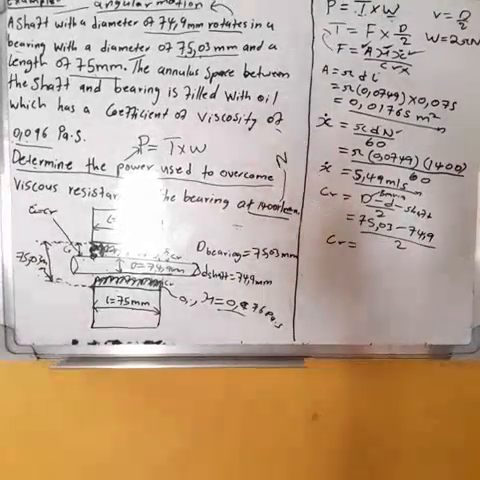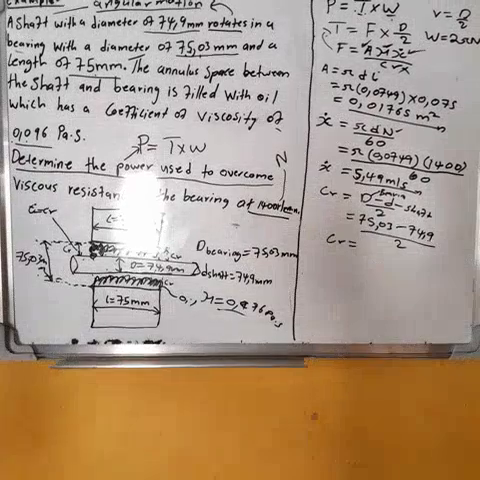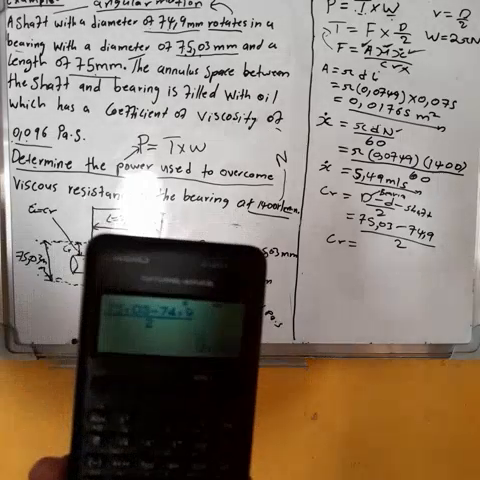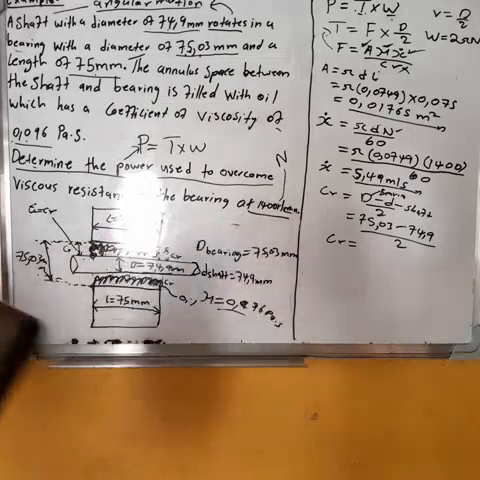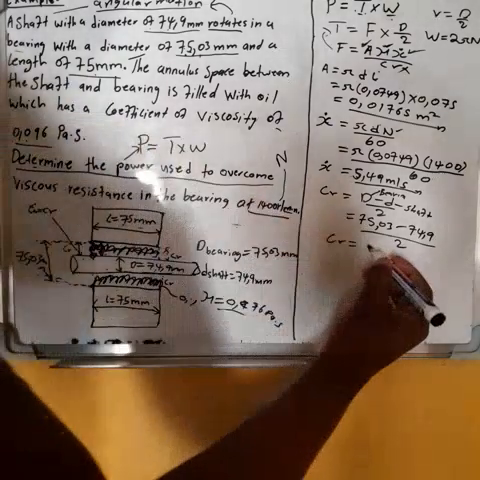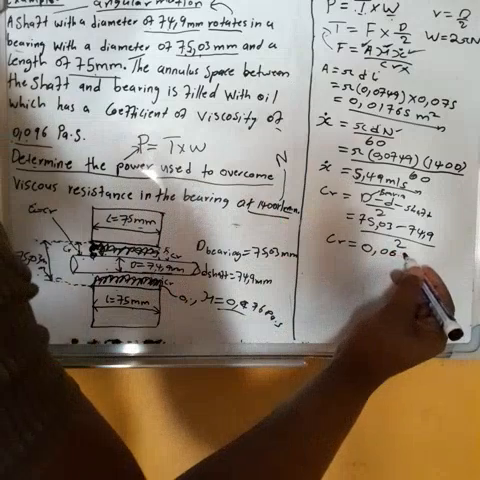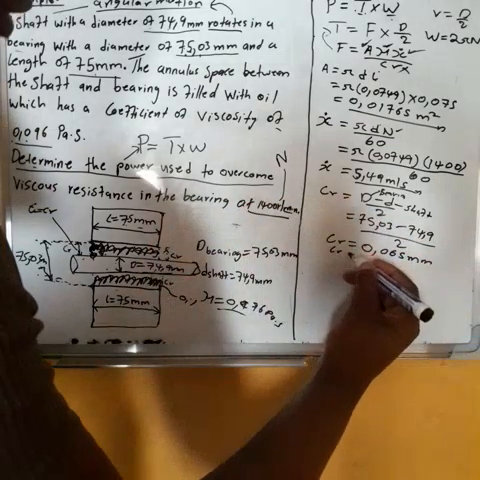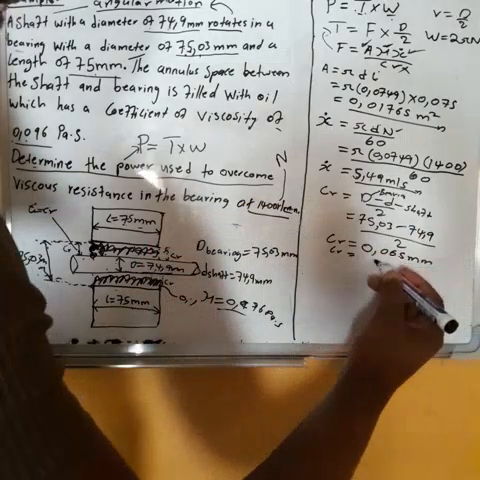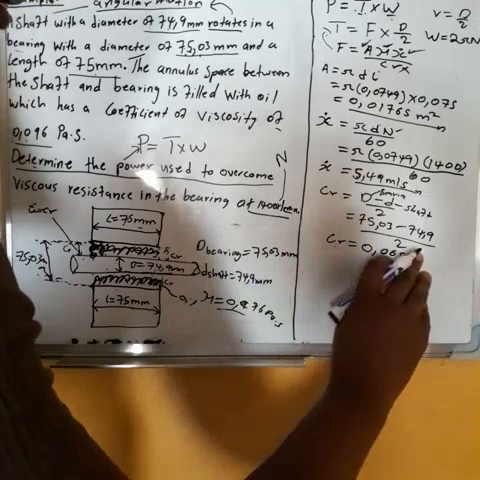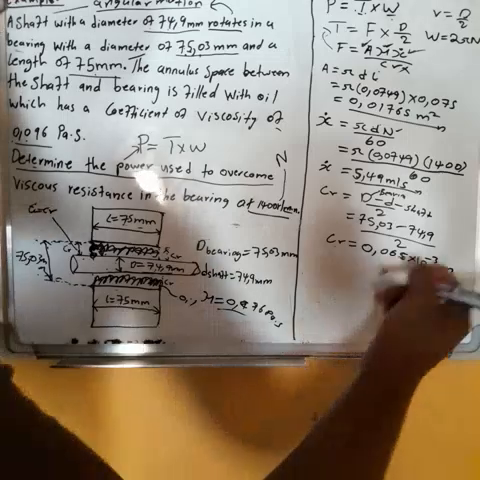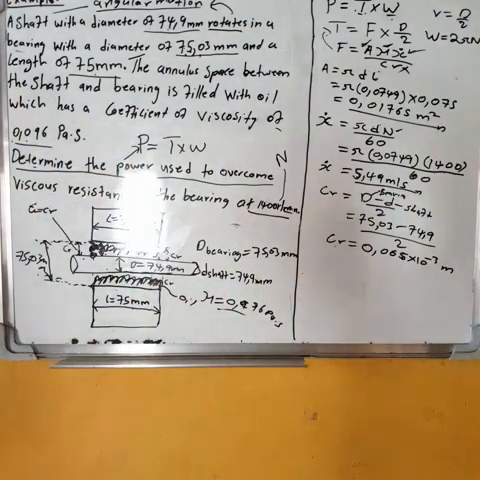Let me punch it here. The clearance is 75.03 minus 74.9, divided by 2. I get 0.065 millimeters. But we want it in meters, so you divide by 1,000, or you can simply write it as 0.065 times 10 to the minus 3 meters. You can write it in scientific notation if you understand it.